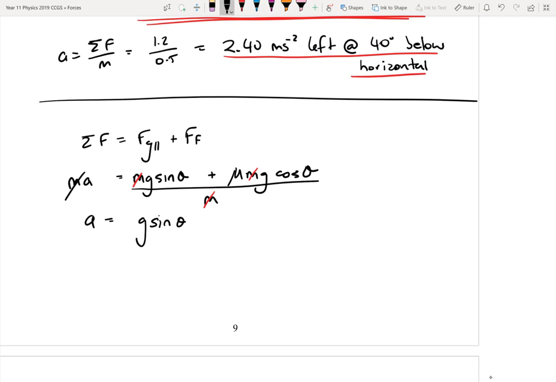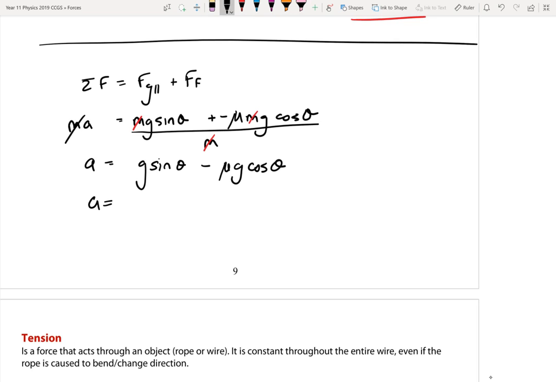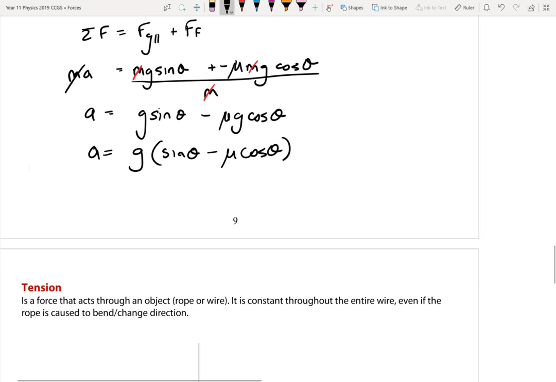Now it should really be a minus because they're in opposing directions. It doesn't really matter, but you get g sine theta minus mu naught g cos theta, which has a common factor g outside of sine theta minus mu cos theta. And you can start looking at, we could solve for this right now. It's 9.8 sine 40 minus what was the coefficient?